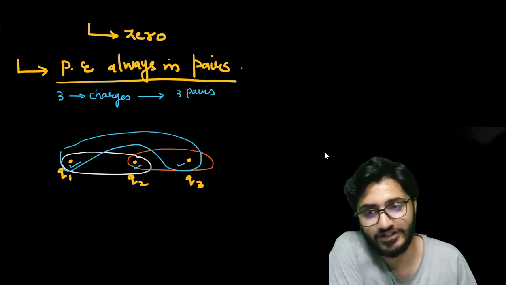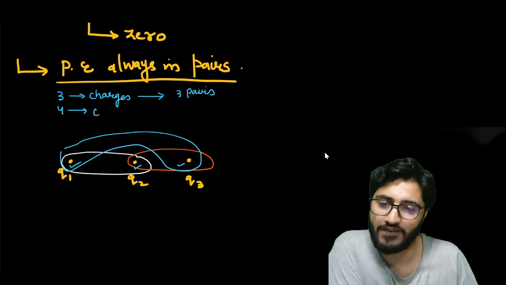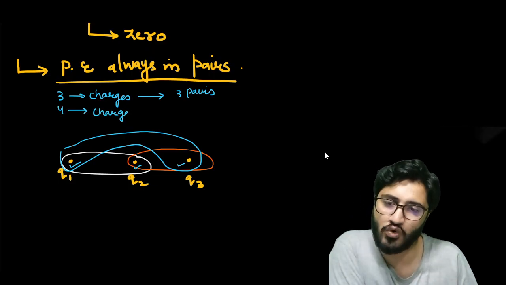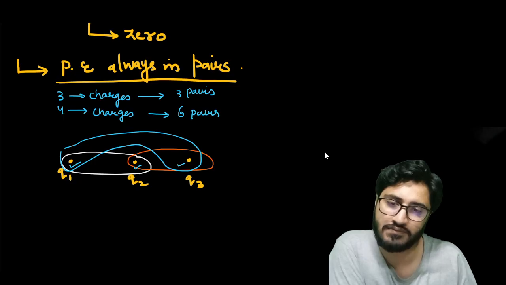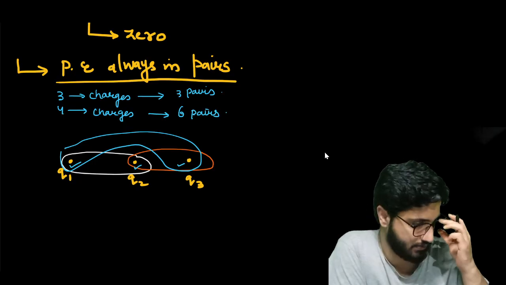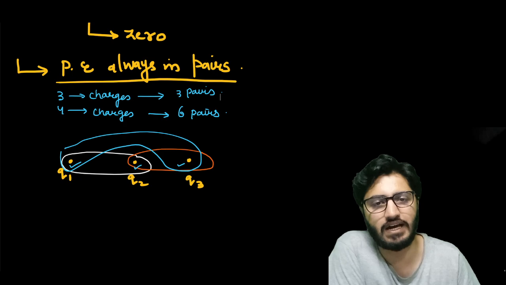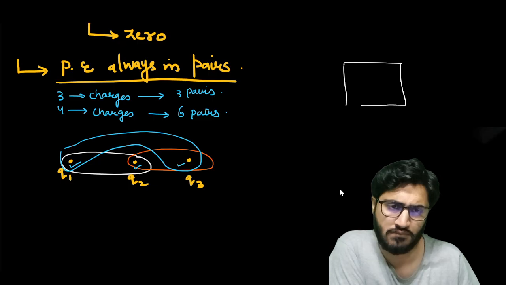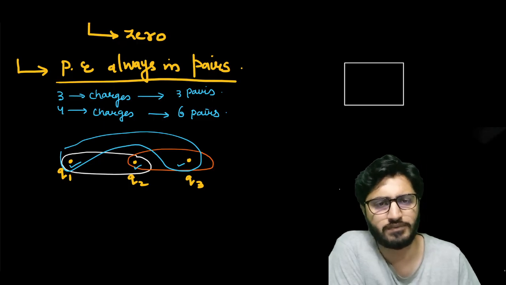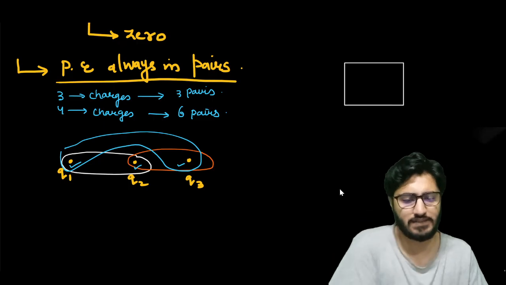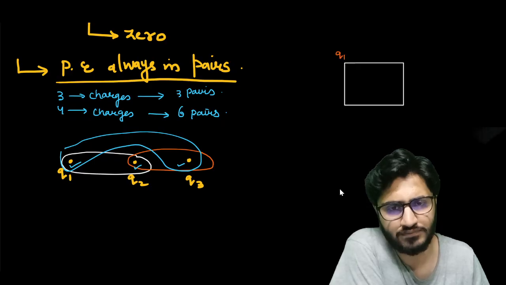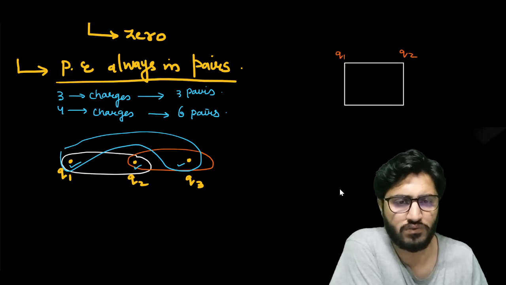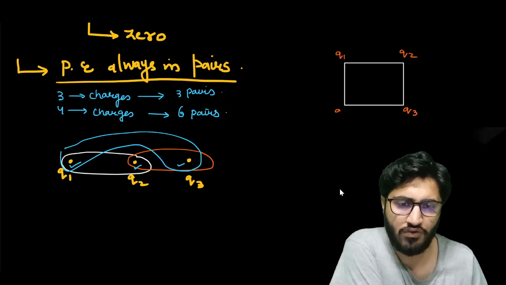If we have four charges, four charges will give me how many pairs? Sir, six pairs. How many pairs? Six pairs. So how? Look, if we have a square, my charged particle here is Q1. Here I have Q2, Q3, Q4.